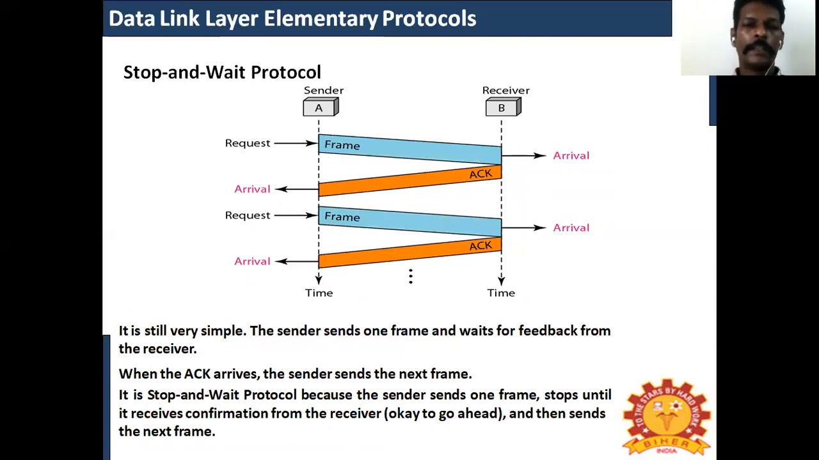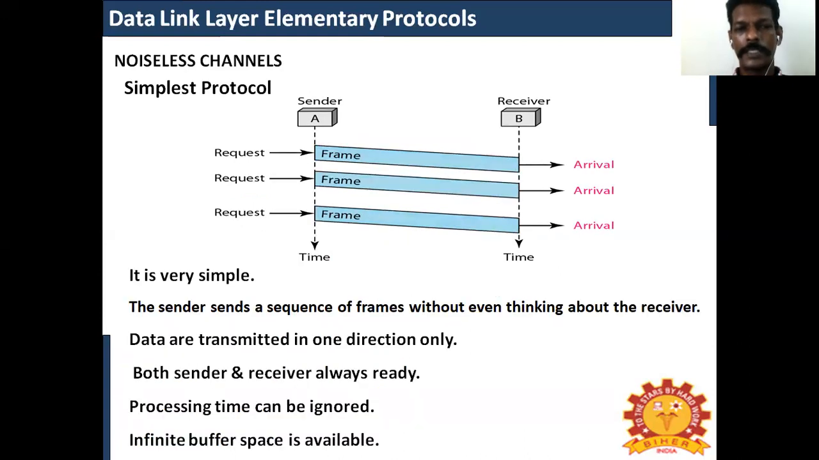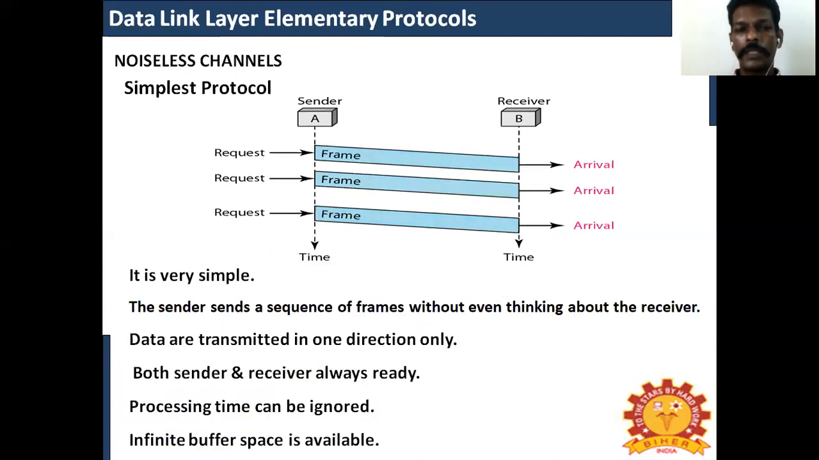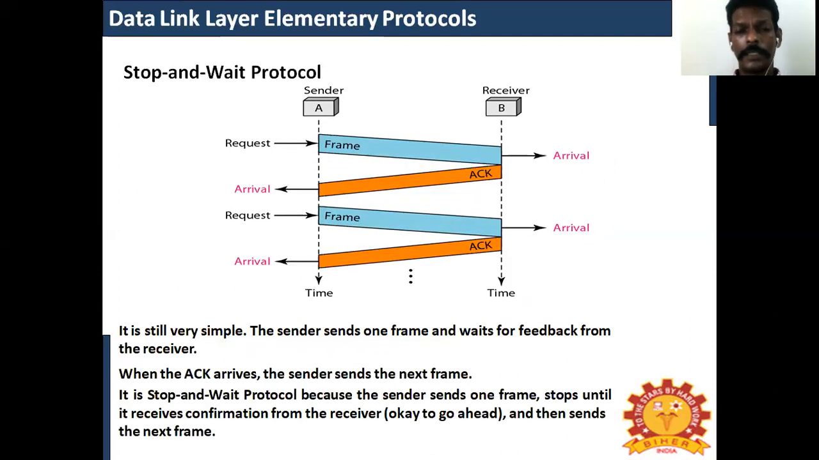Next, in the case of the noiseless channel, the next protocol is the stop and wait protocol. The data transmission is also very simple. The sender sends one frame. In the simplest protocol, the sender sends n number of frames and doesn't consider the receiver or the destination machine.